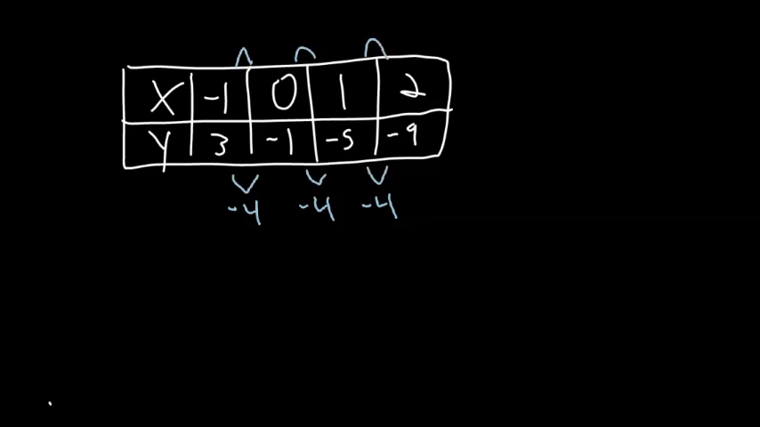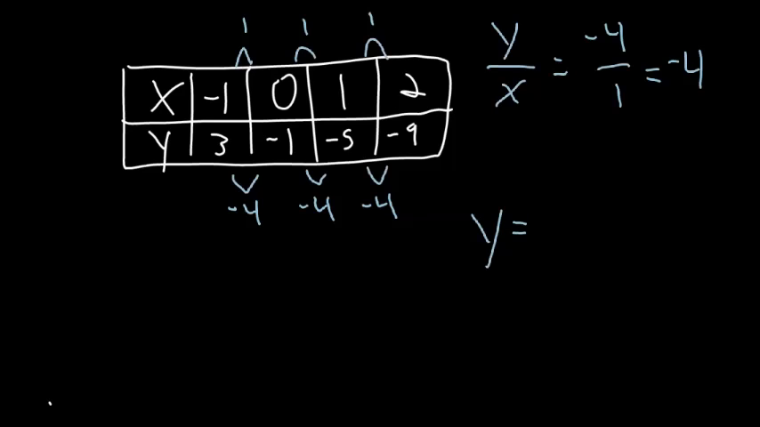Then figure out what you need to do to your x's. -1 to 0 is +1, 0 to 1 is +1, and 1 to 2 is +1. So again, it's always going to be whatever's changing on your y to whatever's changing on your x. So in this case, it equals -4 over 1, which you can just reduce that ratio to -4. So we're going to start our function rule with y equals, and whatever our ratio there was, we're going to put it with our x.